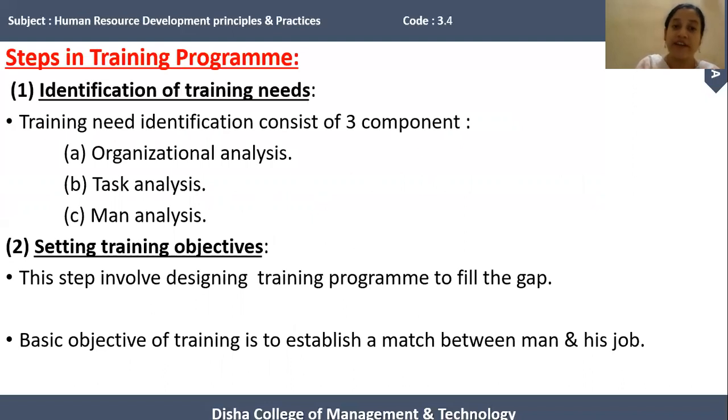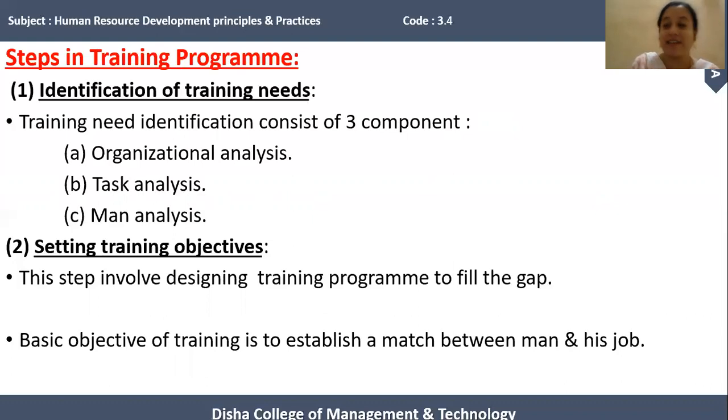But training need identification consists of three components. Through these three components, the training need identification can be done. The first one is organizational analysis, then task analysis, and man analysis. In organizational analysis, the organization identifies its plans, policies, and strategies. What strategy the organization will adopt in the near future can be analyzed here, so that the organization is able to identify the skills required to meet those strategies.